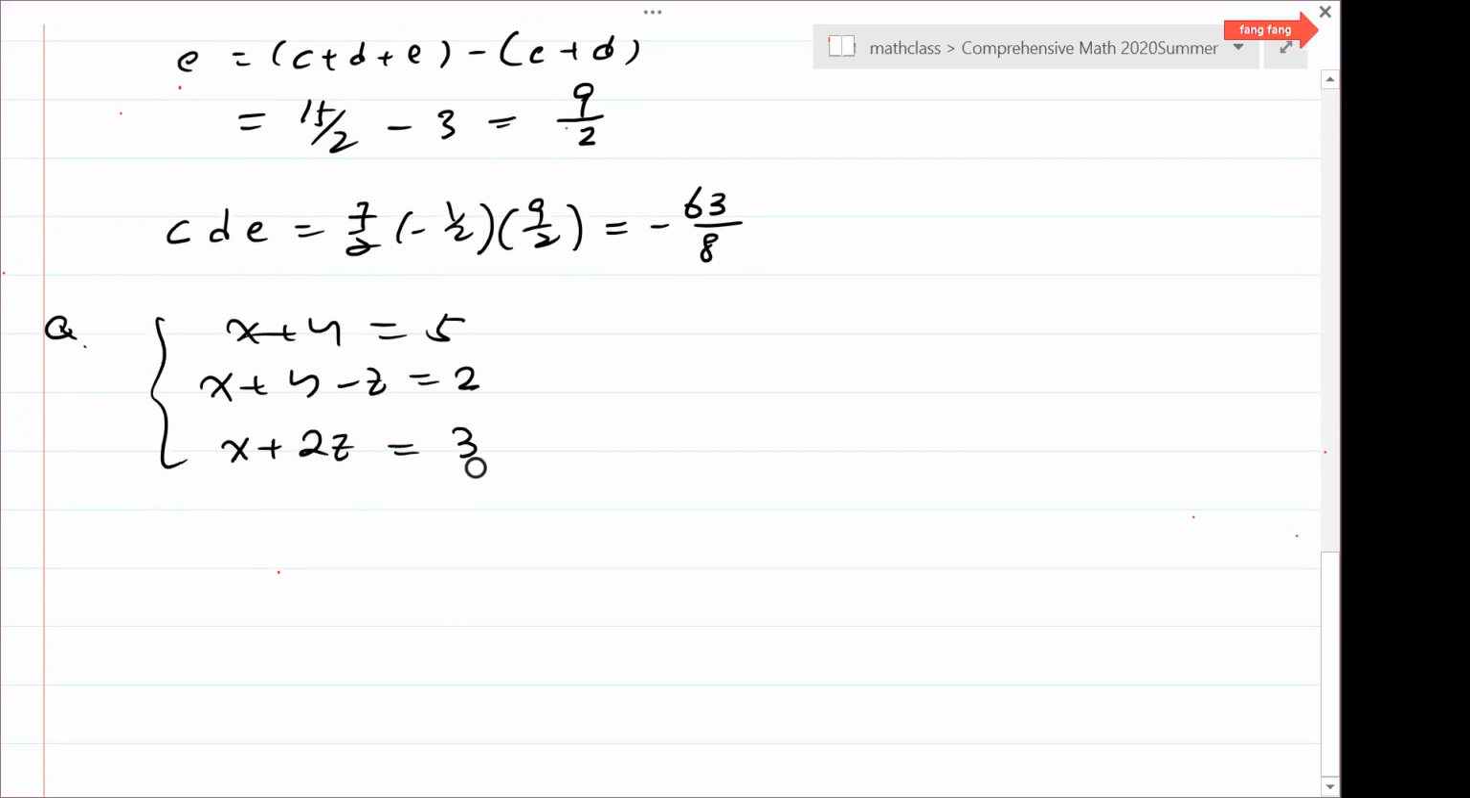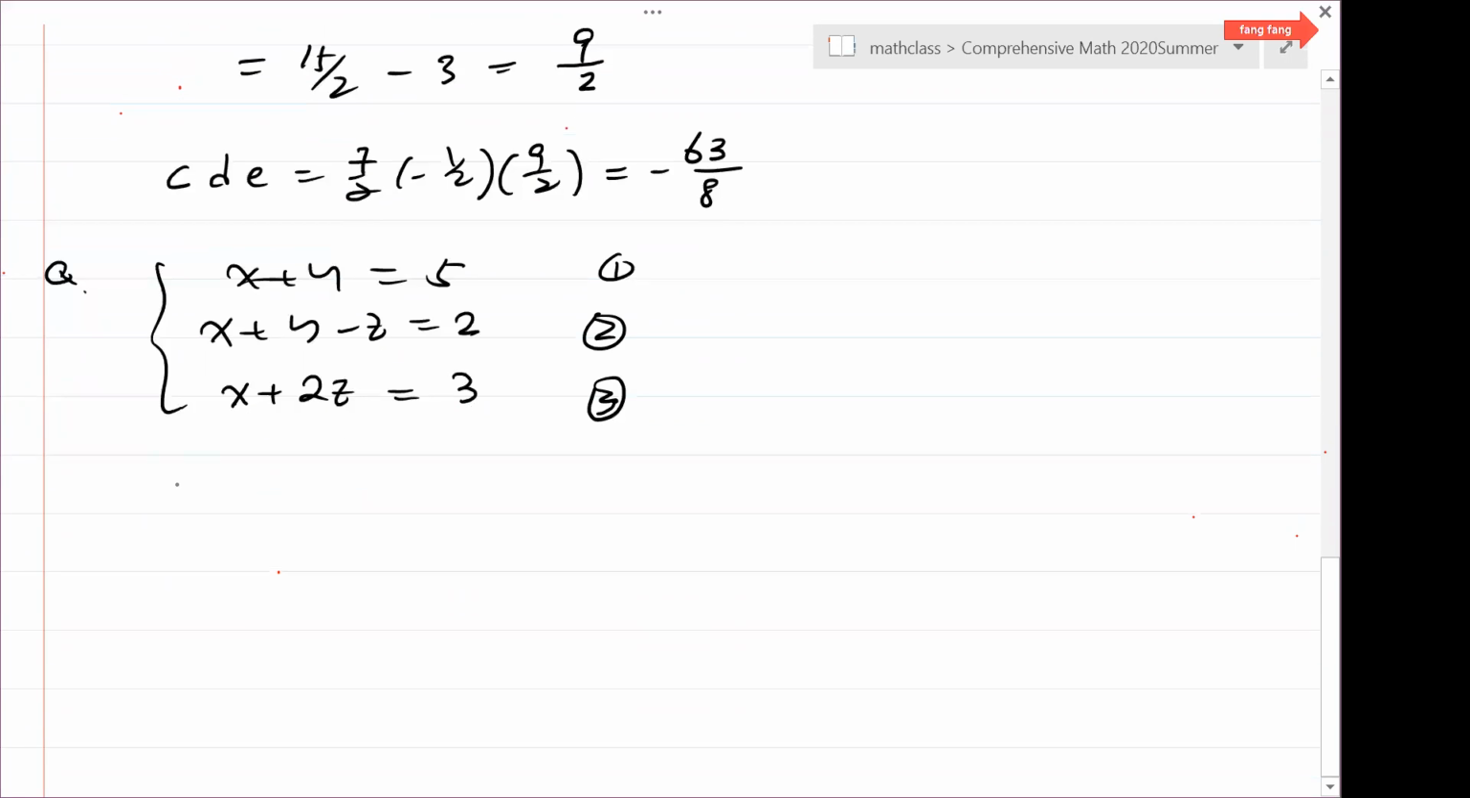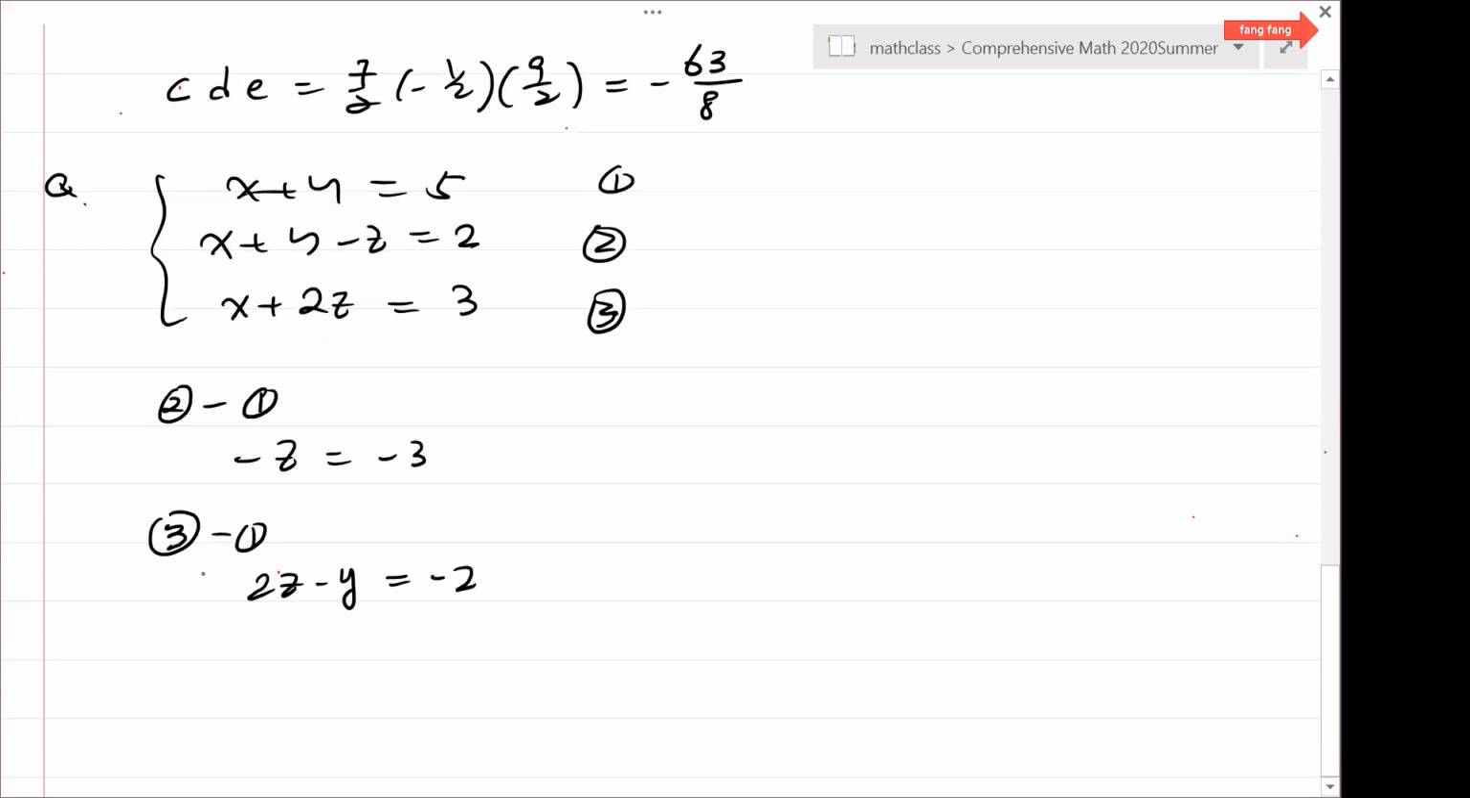Well, you can also use elimination. The idea is to get 2 equations in 2 variables. How can you do that? Well, I can say equation 2 minus equation 1. I get rid of x. So y minus y, it's just z, and 2 minus 5 is negative 3. Then equation 3 minus equation 1, you get 2z minus y, and 3 minus 5 is negative 2. So you get 2 equations in 2 variables. x is gone. Then you can quickly solve it.